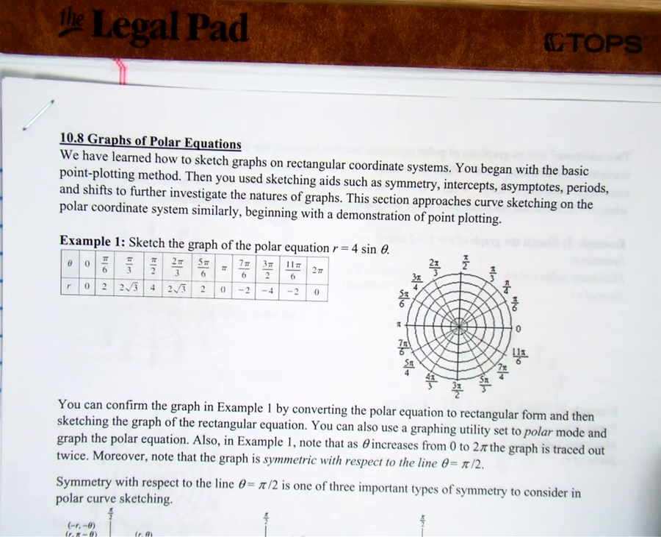We've learned how to sketch graphs on a rectangular coordinate system. You begin with the basics of point plotting, and then you use sketching aids such as symmetry, intercepts, asymptotes, periods, and shifts to further investigate the nature of graphs. This section approaches curve sketching on the polar coordinate system similarly, beginning with a demonstration of point plotting.